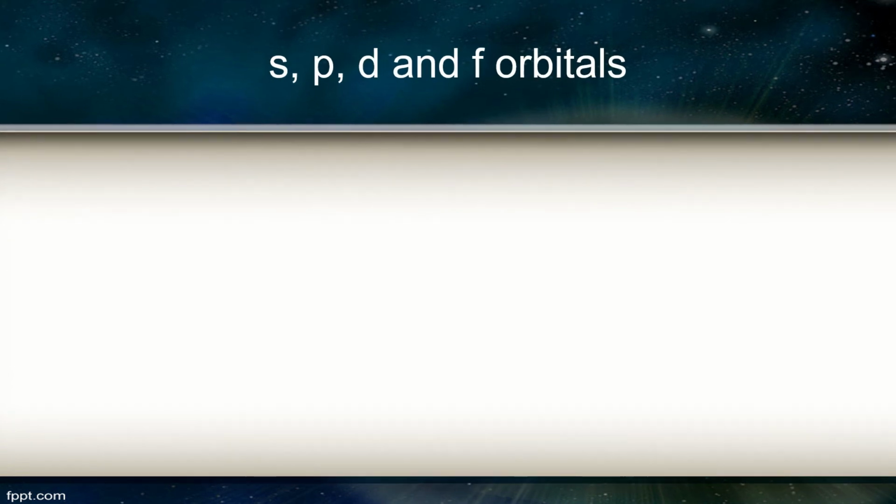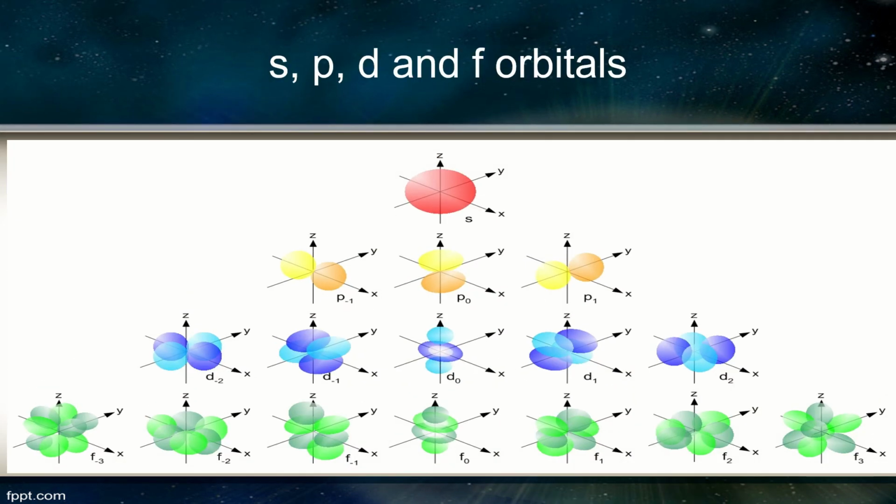Now we will see all the orbitals at a glance. Look, this is the s orbital, spherical shape, p orbital, dumbbell shape, d orbital, double dumbbell shape, and f orbital, this is also a double dumbbell shape but with 8 lobes.